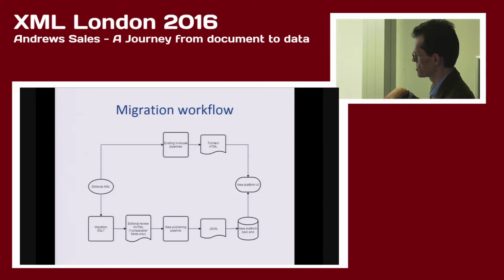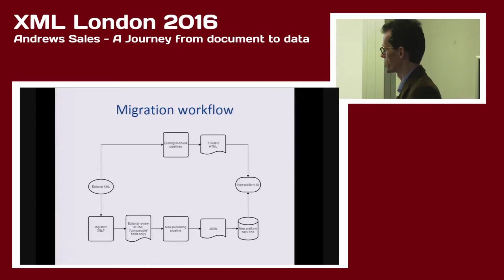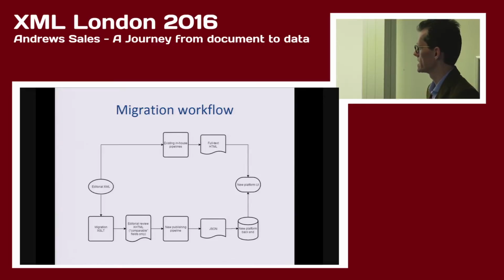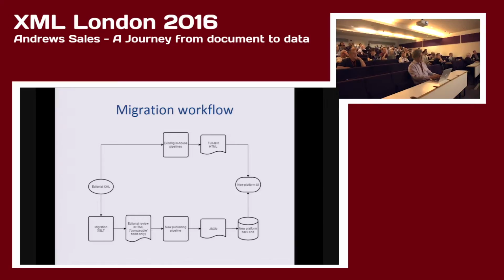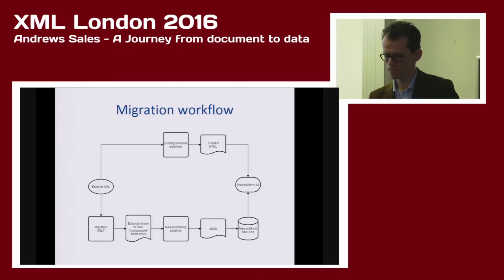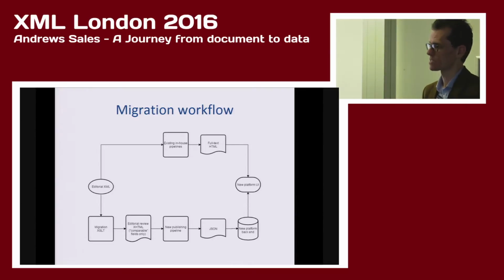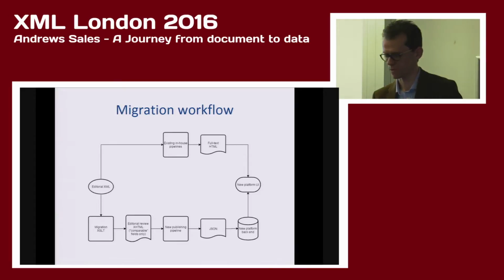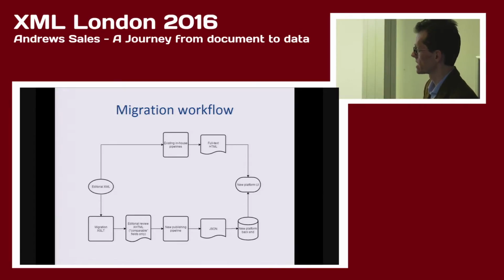Down below, the migration XSLT attempts to mine the information it needs, puts that into an XHTML document for editorial review, and that is backed by schematron. And that runs through the new publishing pipeline, which produces JSON, which is fed into the new platform backend. So XHTML was chosen because it was already supported by the editorial environment, so it was a quick win. And it was also consumed readily by the in-house pipelines.